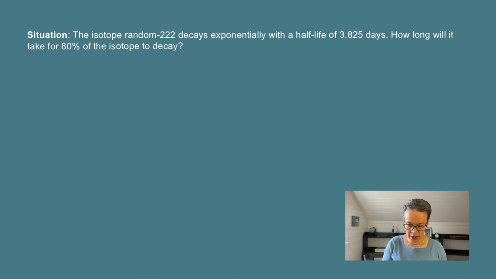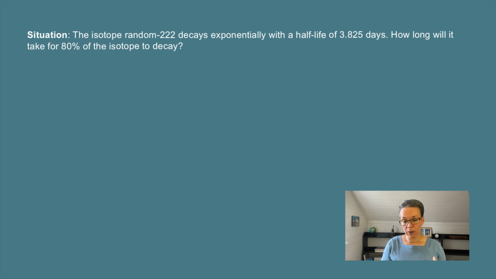In this situation, we have that the isotope radon-222 decays exponentially with a half-life of 3.825 days. How long will it take for 80% of the isotope to decay? By giving us the half-life, they are telling us that it will take 3.825 days for the original amount to drop to half its original size.